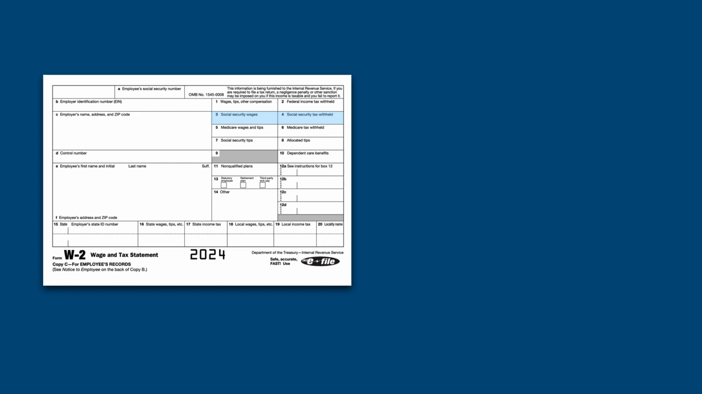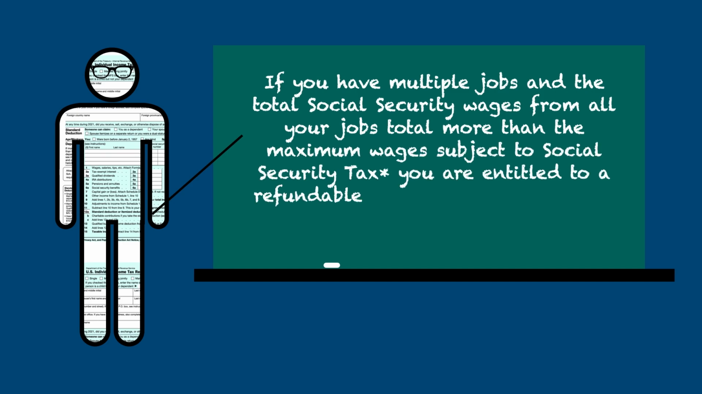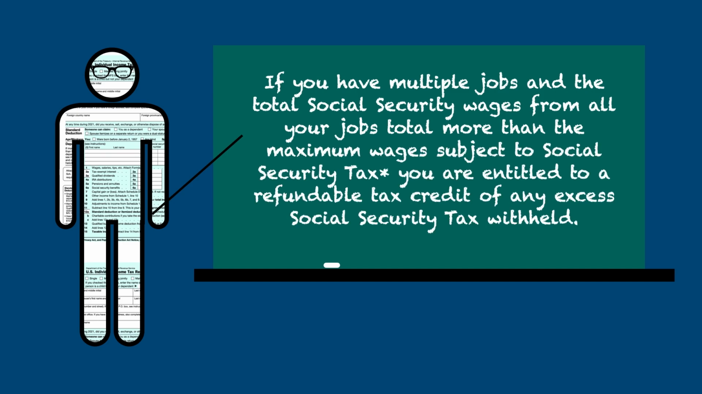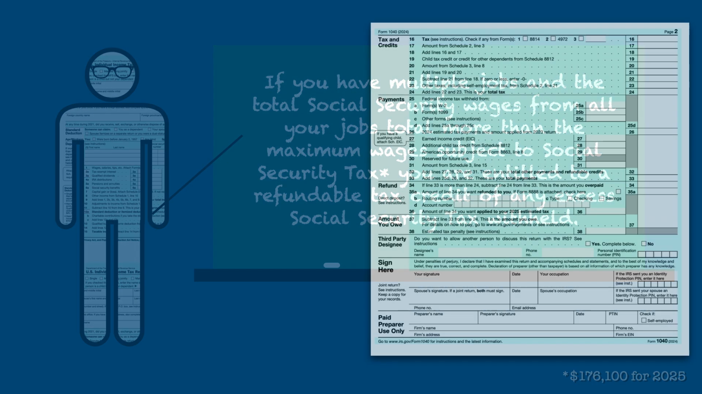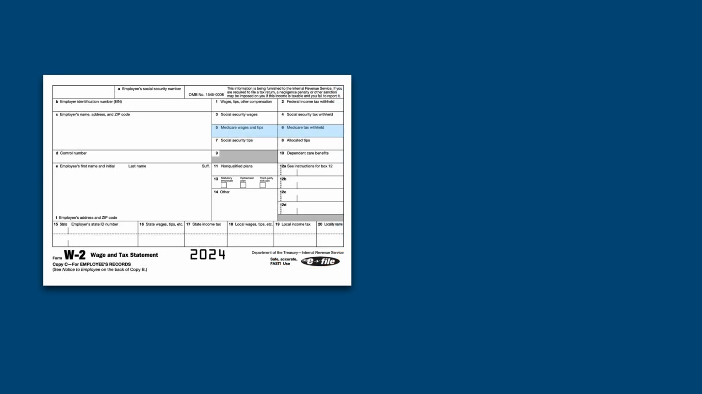Now the figures in Box 3 and 4 don't go directly on your tax return. However, you may need to know them. If you have multiple jobs and the total Social Security wages from all your jobs total more than the maximum wages subject to Social Security tax, which for 2025 is $176,100, you are entitled to a refundable tax credit of any excess Social Security tax that was withheld. That credit shows up on line 11 of Part 2 of Schedule 3 and ultimately lands on line 31 of Form 1040.